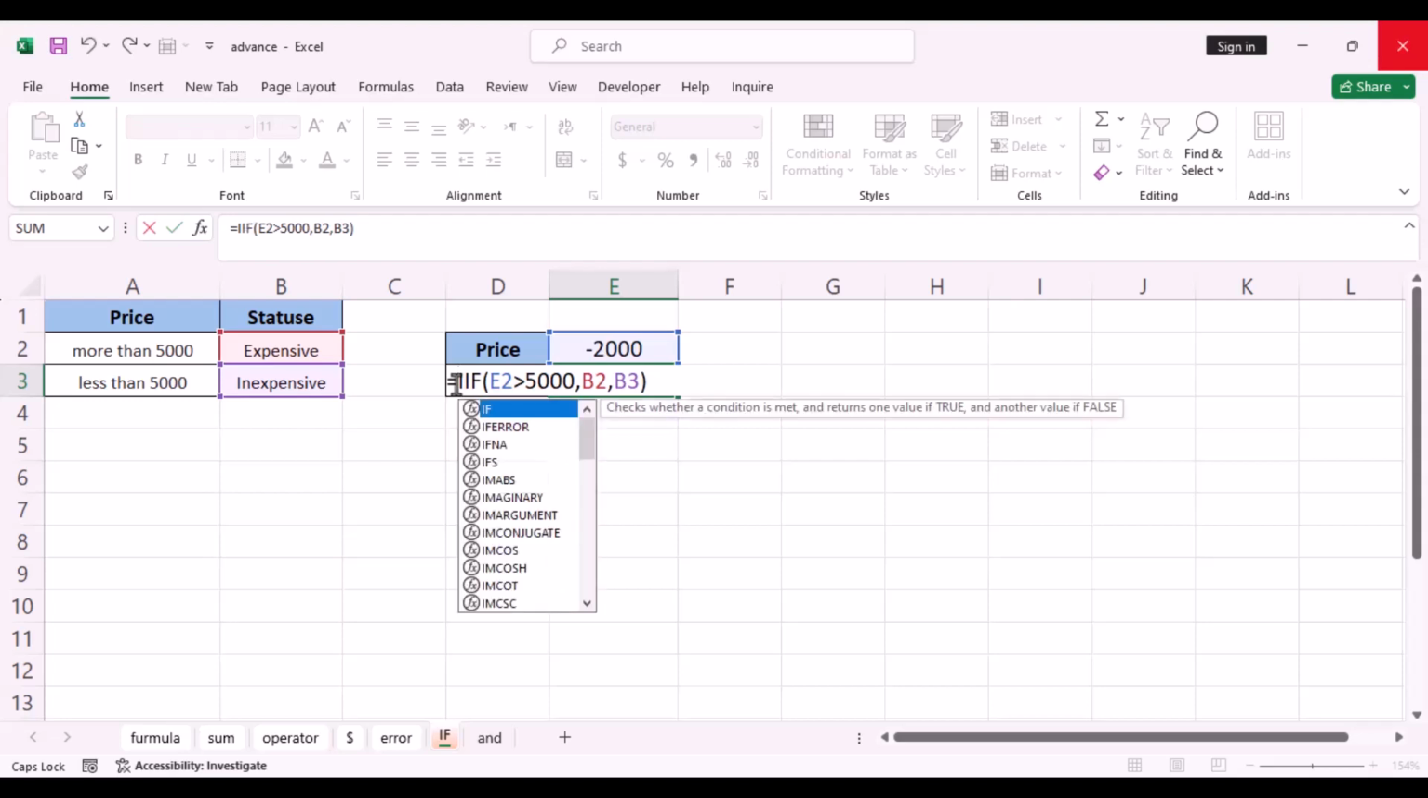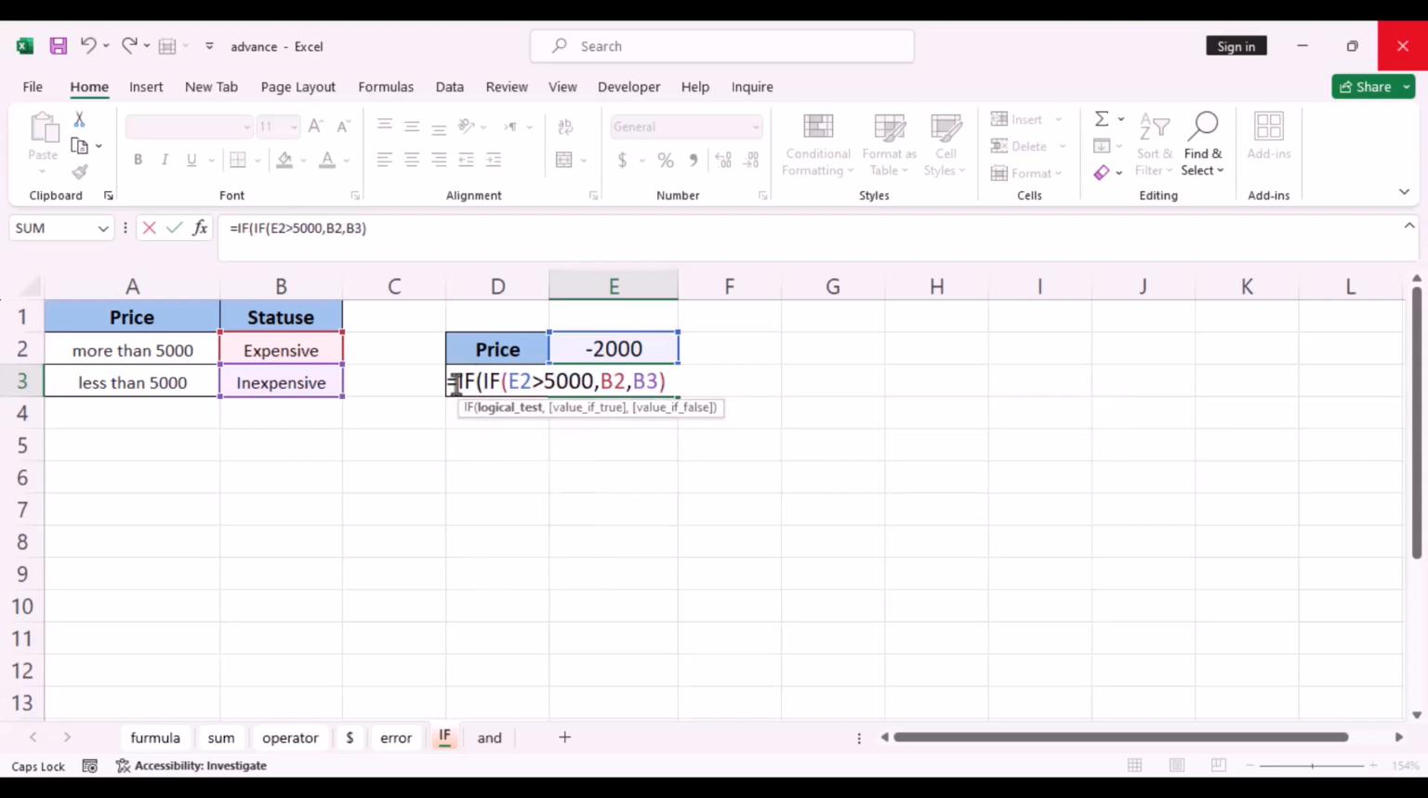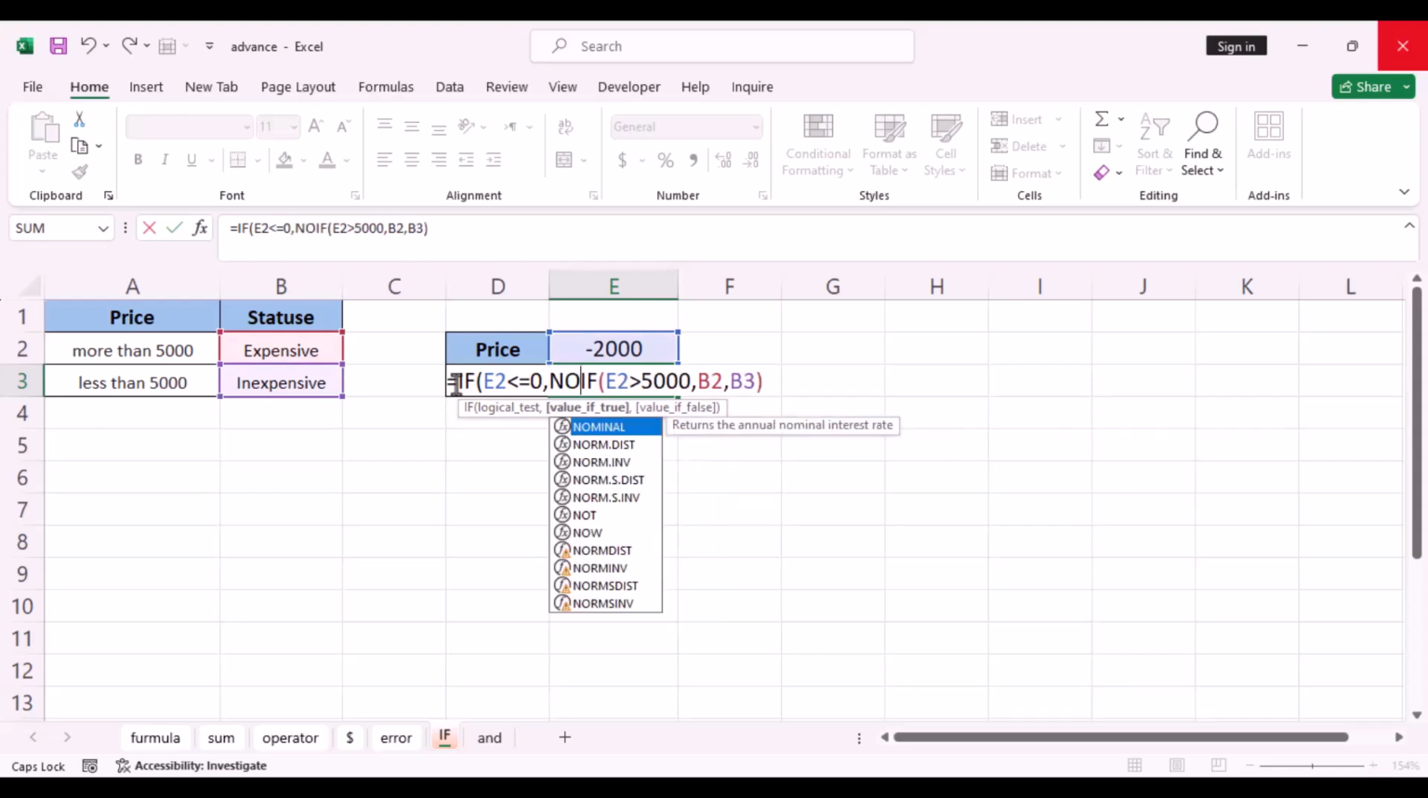Now we create the condition. We enter IF, open parentheses, we write if E2 is negative, for example, smaller or equal to 0. We enter a comma. Now we have to enter a declaration. For example, we write no. If it's not negative, it will execute the continuation of IF. And after that, we close the parentheses.